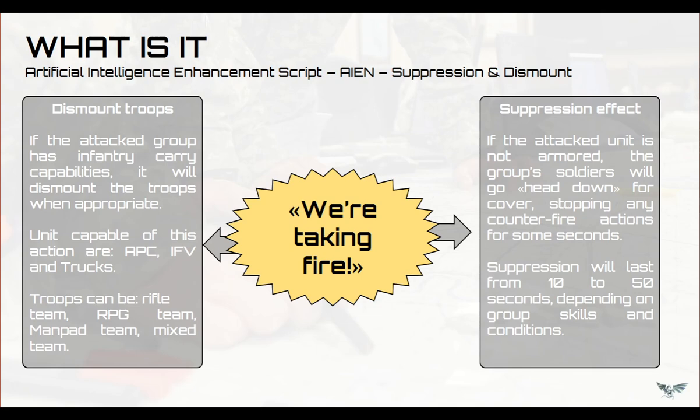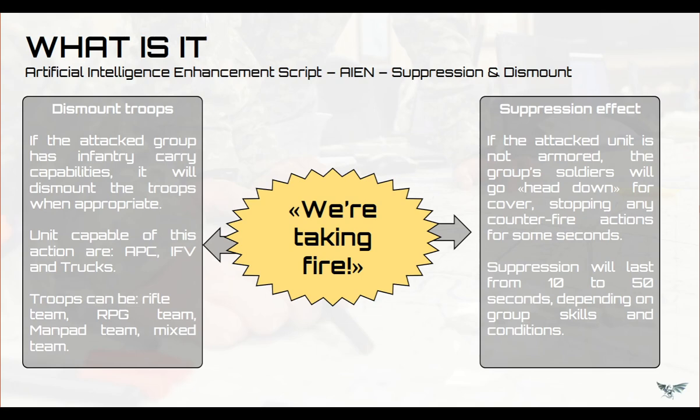Just like an example, you are attacking a couple of APCs and 1 truck from your helicopter, and they are normally not so difficult a target. They're basically unarmed, if not for a small gun. But with this script, if you have dismount on and they have maybe a MANPAD team inside, they will dismount this MANPAD team and you are going to face it. And that's quite different than standard behavior.